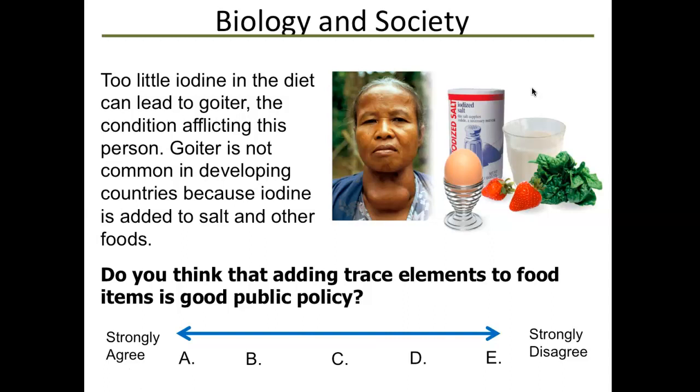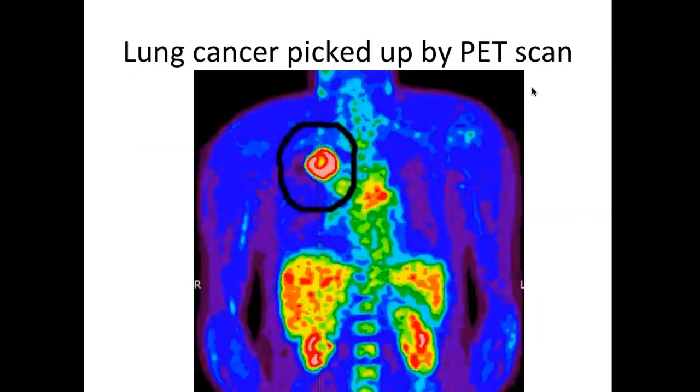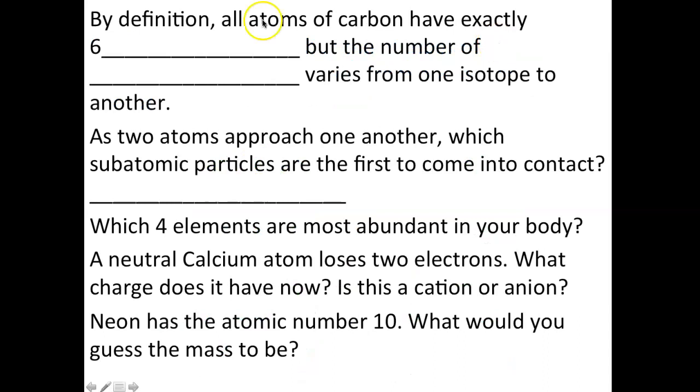So we talked about isotopes. We talked about ions. Now let's move on here. Let's fill out this little questionnaire. So by definition, all atoms of carbon have exactly 6 blank, but the number of blank varies from one isotope to another. So the first blank should be protons, and the second blank should be neutrons. As two atoms approach each other, which subatomic particles are the first to come into contact? So if you visualize two atoms coming together, the subatomic particles that first come into contact are going to be the electrons, because the electrons are hovering in those orbital clouds, right?